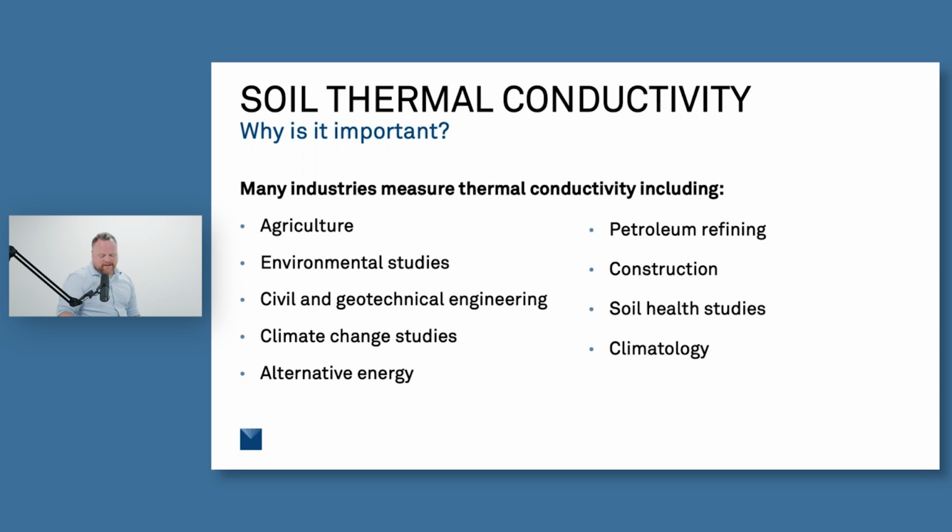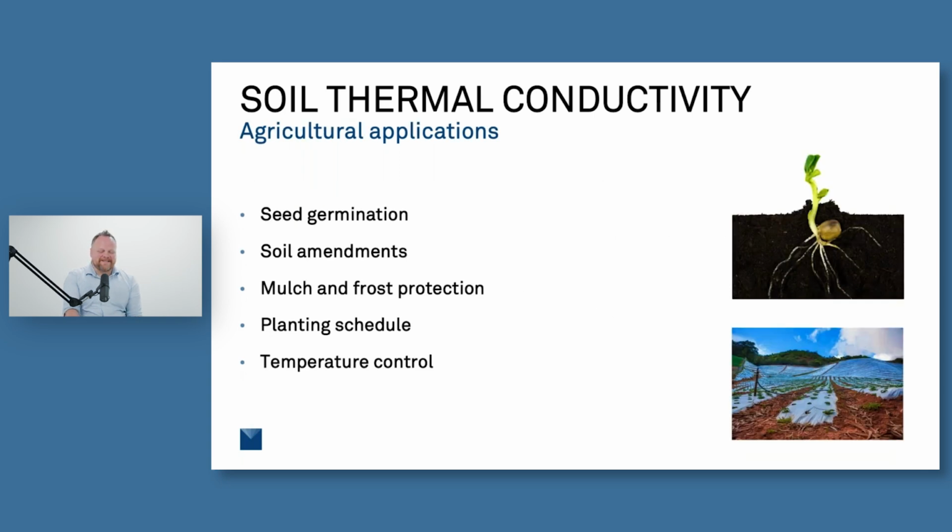So the first one that we have is agricultural applications. Probably the biggest application for agriculture of thermal conductivity is seed germination. Most seeds need a certain amount of heat before they're actually ready to start sprouting and growing. The thermal conductivity of the soil directly impacts this, as heat is transferred from the sun into that soil, and a soil with good thermal conductivity is going to be able to transfer that heat to the seeds to give them that energy that they need to start doing that germination process.